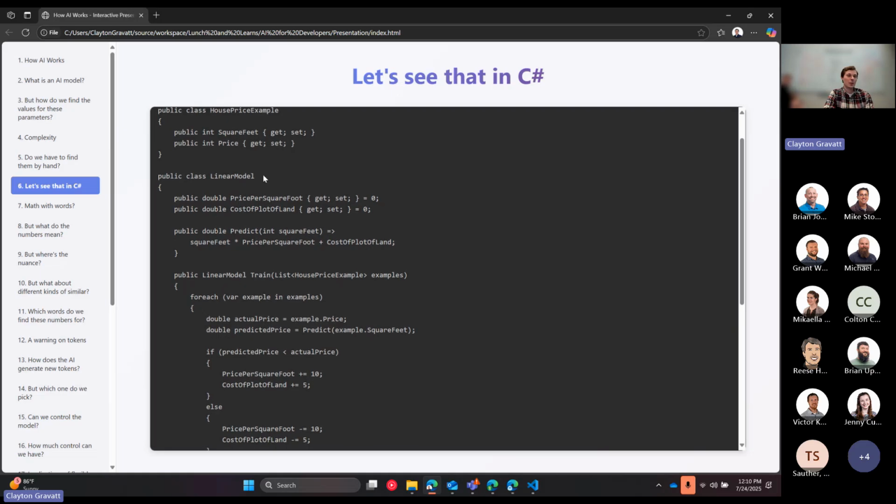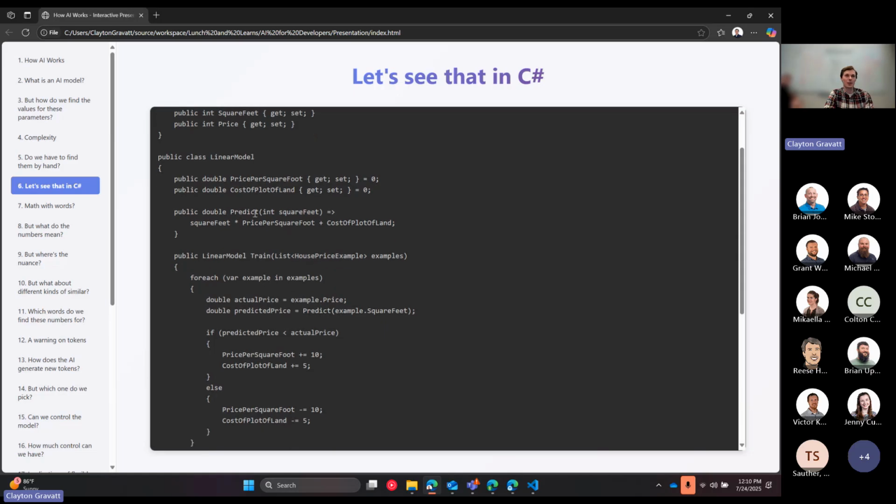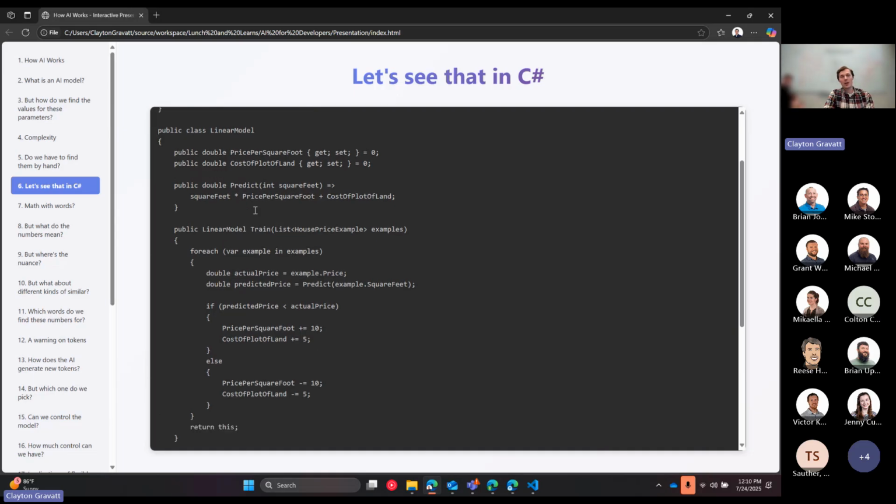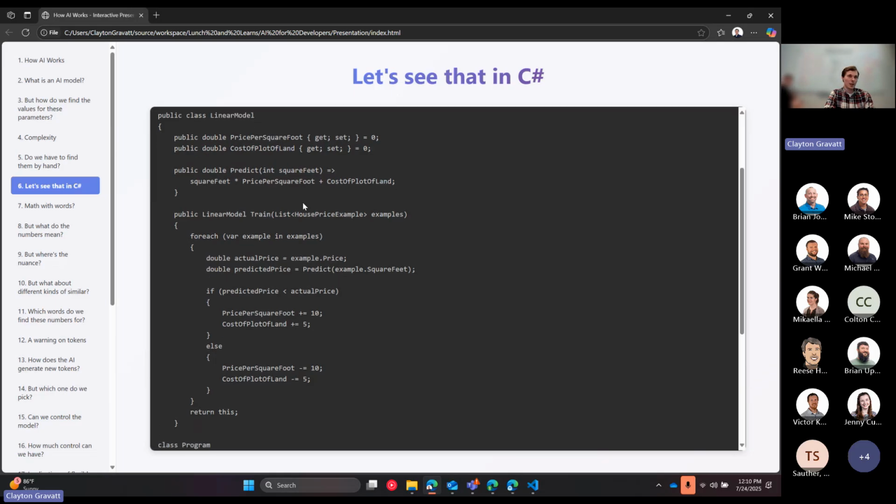And our model also needs to be able to make predictions. So let's give it a little predict method here that takes in our input of the square feet, multiplies that by our parameter, adds the other parameter, and spits out some prediction for our price. And we need to be able to train our model. So let's figure out a nice training loop.